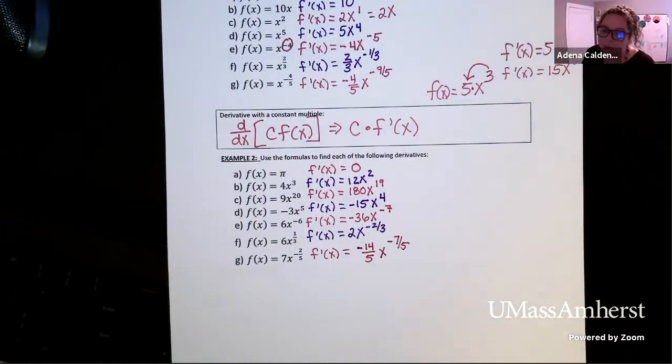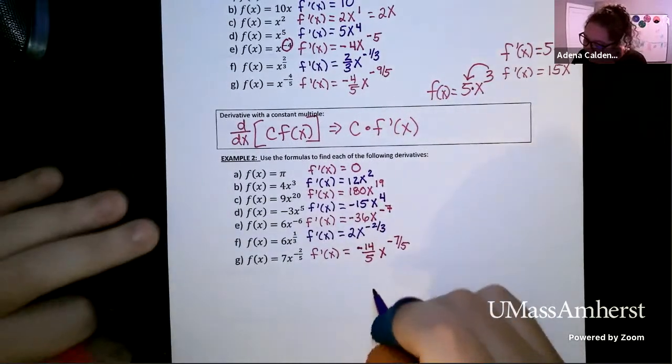Okay, so we want to make sure we get really comfortable with fractions. If it's been a while since you've done them and you need some help thinking about them, you can certainly stop by office hours or drop in help, and we're happy to go over fractions with you. Okay, so that's the constant multiple rule.